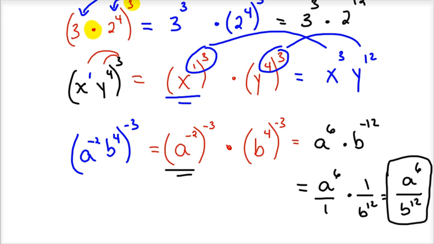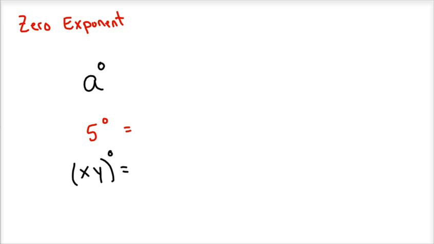Okay, let's take a look at another example. One more, actually. One of the easiest ones, one of the ones you have to love. The zero exponent. A to the 0 power. What is a to the 0 power?